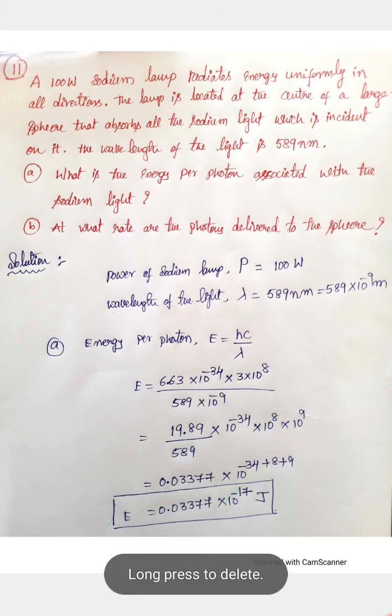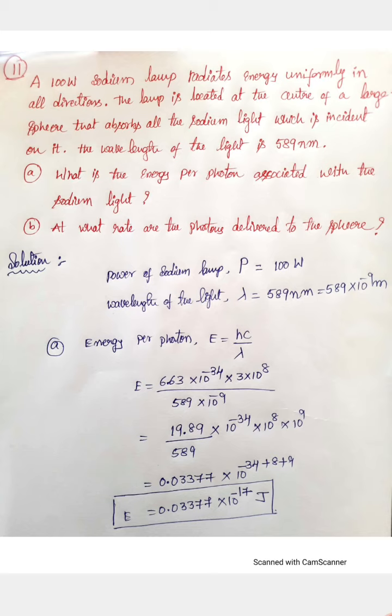Next we have to calculate at what rate the photons are delivered to the sphere. Near the sodium lamp, they have placed a large sphere, which is absorbing all the sodium light incident on it. Then we have to calculate at what rate the photons are delivered to the sphere, meaning the sphere is receiving them. We have to calculate how many photons are delivered in 1 second.